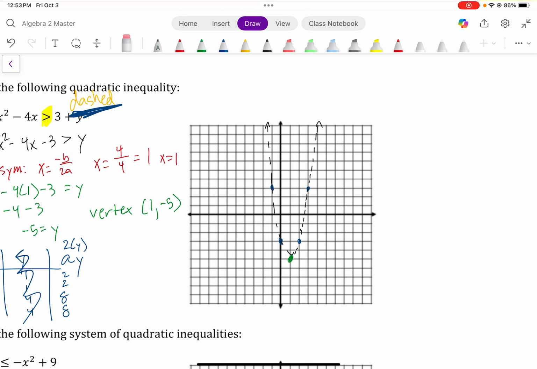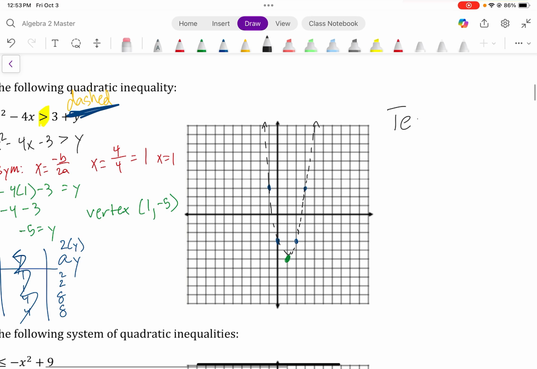Most people remember to do solid or dash. The thing that people forget to do next is a test point. In Algebra 1, when we had equations and inequalities that were linear, you could usually just kind of look at the symbol and know what side to shade on. Now that we are in parabolas, it's not always quite that simple. So when you have a test point, you pick something that is either inside or outside of the parabola. When I say inside, I'm going to be like this area is inside.